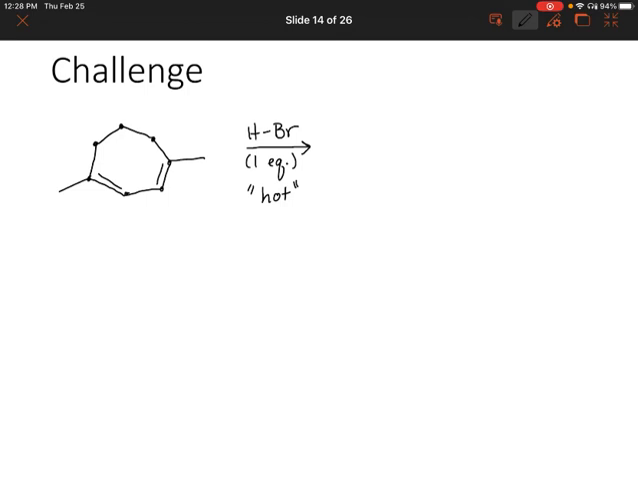Okay, so let's show one of our double bonds grabbing a hydrogen, and we'll leave electrons behind on bromine. All right, let's see if I can draw a better 7-membered ring this time. This is good practice. Let's see, 1, 2, 3, 4, 5, 6, 7.